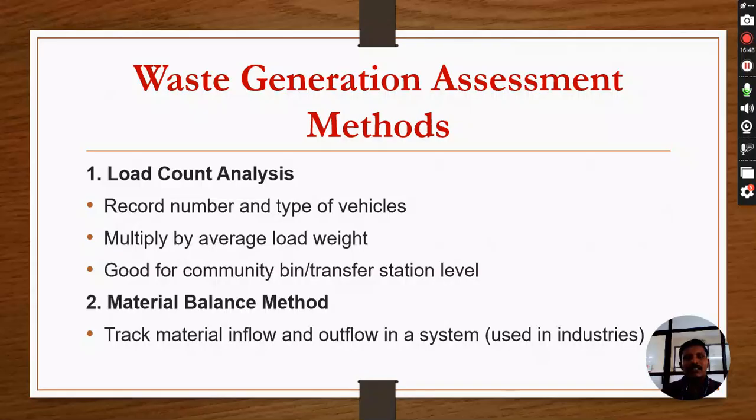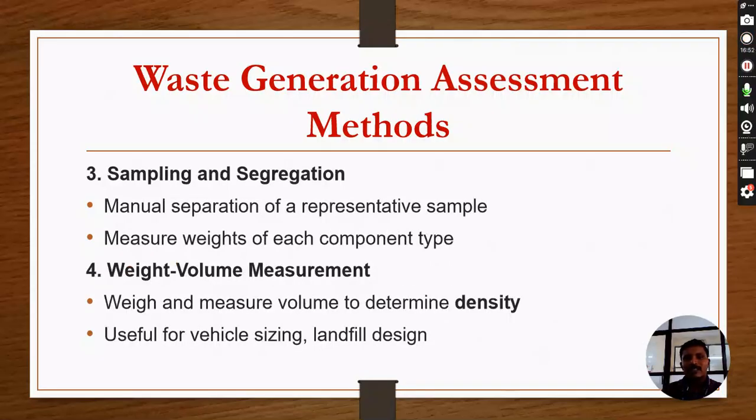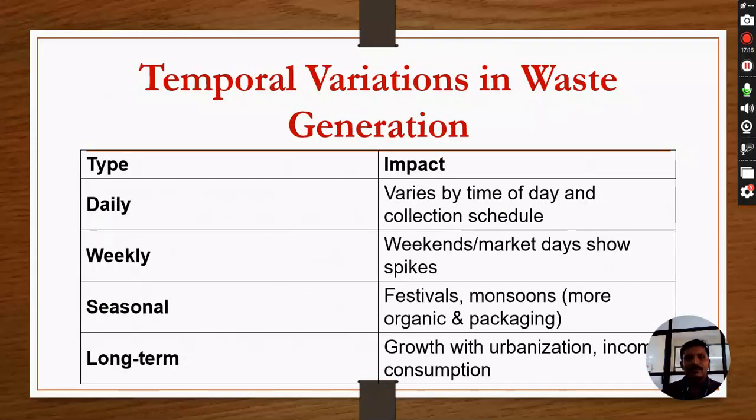And the material balance method means calculating the inflow and outflow in a system, especially used in industries. Sampling and segregation means a representative portion taken from the total waste is called sampling, and segregation at the waste generation points measures the weight of each component type. Weight and volume measurements determine the density, which will affect vehicle size and landfill designs.